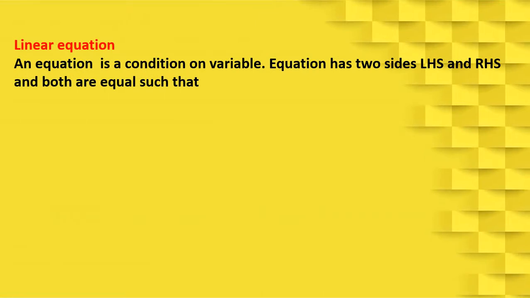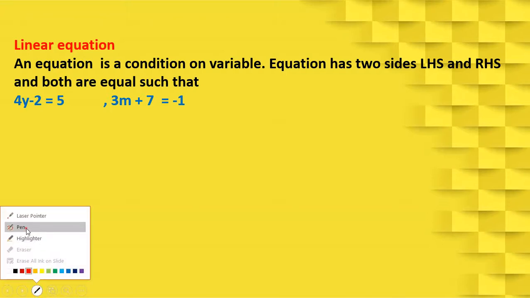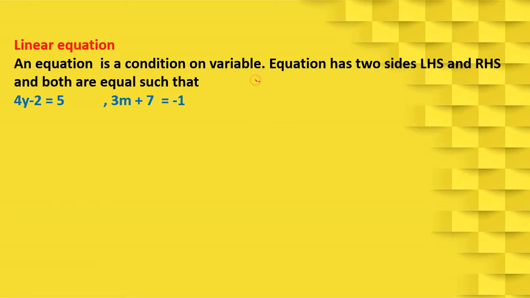So we can say that an equation is a condition on a variable, and both sides are equal, as in the examples written here. 4y minus 2 is equal to 5, 3m plus 7 is equal to minus 9. And we can also write an equation as y is equal to 5, or minus 5, or any number. This is also an equation where the value of y should be 5 for y is equal to 5.